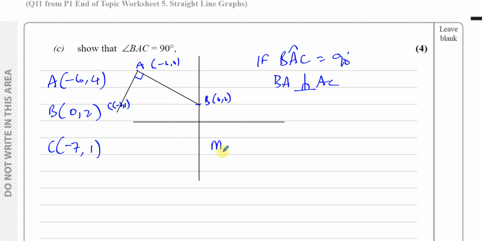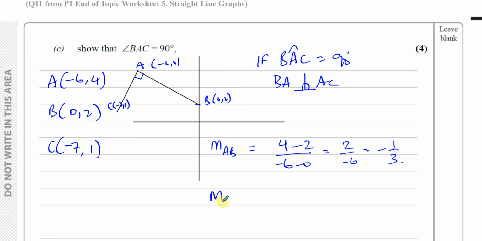So let's find the gradient of the line AB. The gradient of the line AB is going to be the change in y over the change in x between A and B. So I can say it's going to be 4 minus 2 over negative 6 minus 0, which is going to give you 2 over negative 6, which is going to be negative a third.